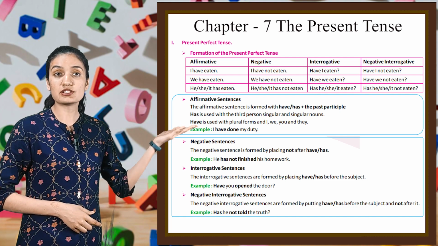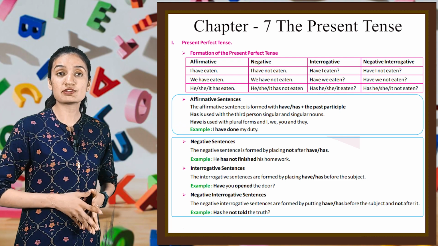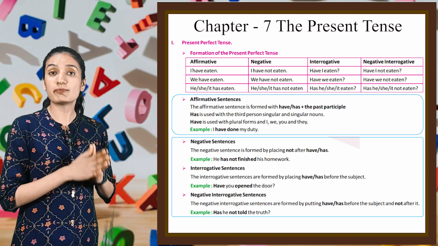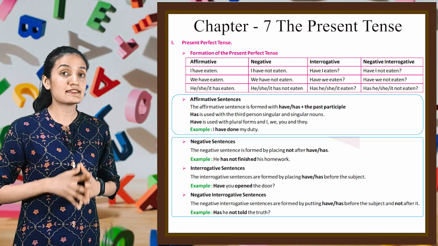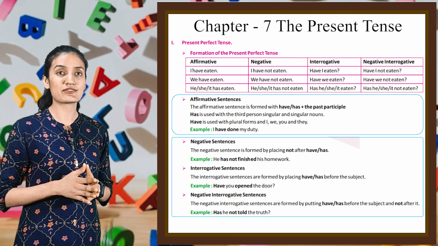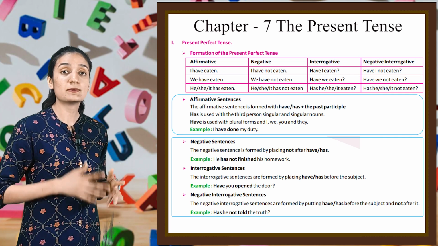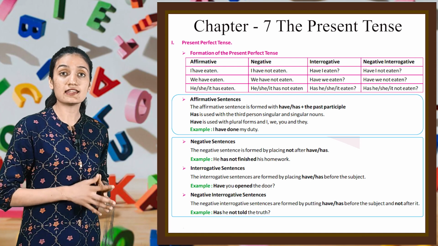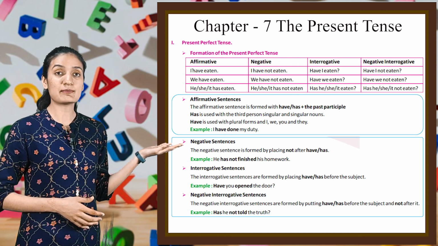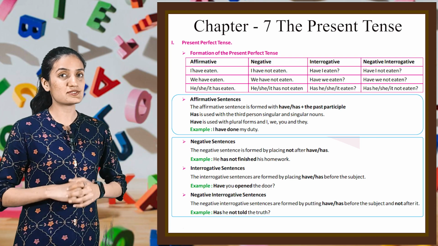Now, affirmative sentences. The affirmative sentence is formed with have, has plus the past participle. Has is used with the third person singular and singular nouns. Have is used with plural forms and I, we, you and they. Like examples, I have done my duty.